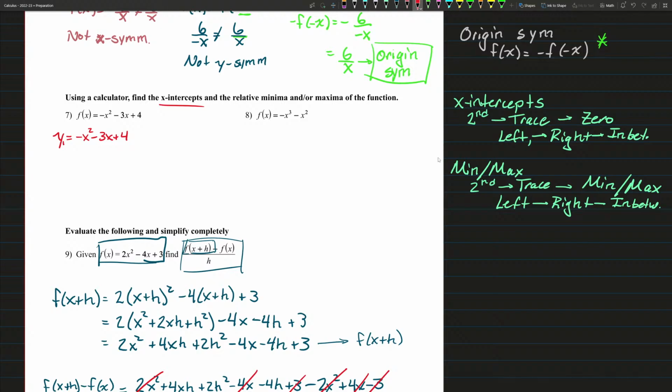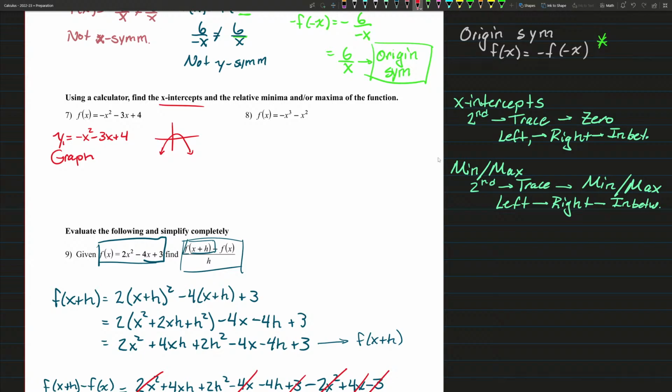Thanks, Lally. So we go to y equals, we type in that equation, we hit graph, and then you'll get some graph that looks something like this. I don't know the exact placement of it, but you'll get something that looks like this.